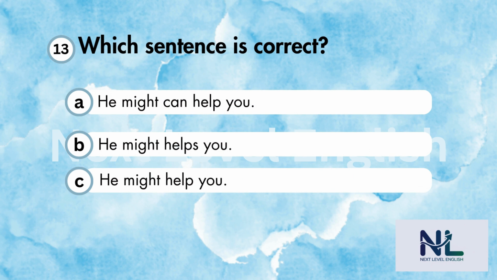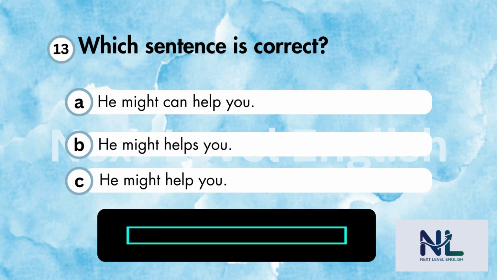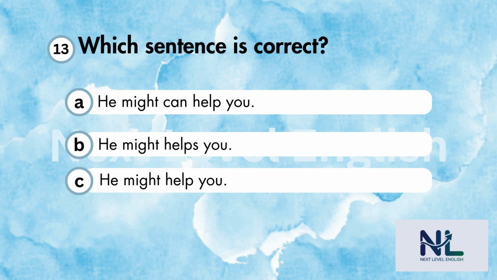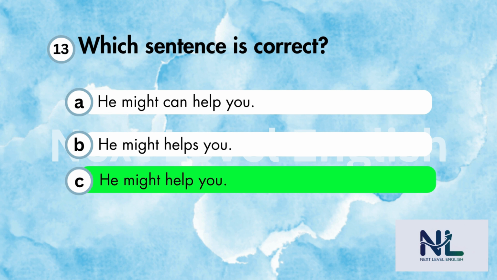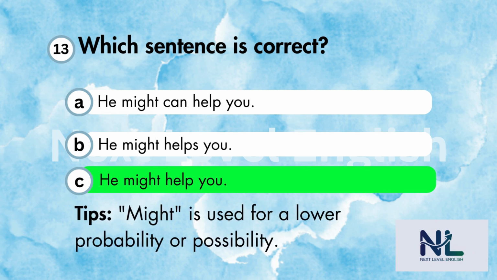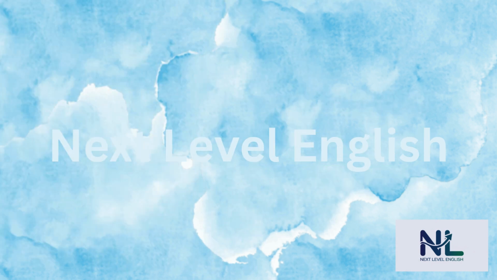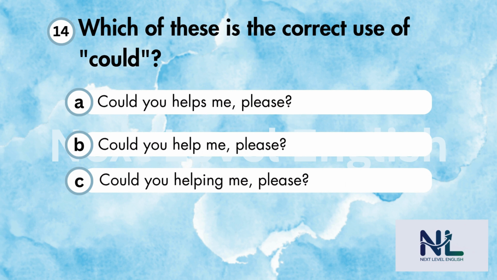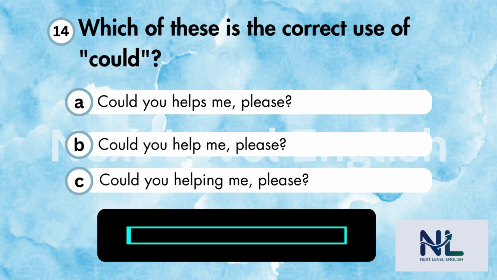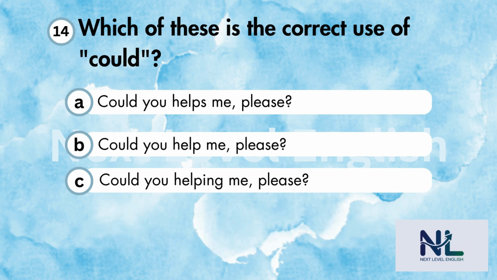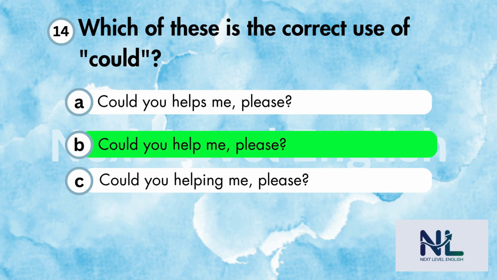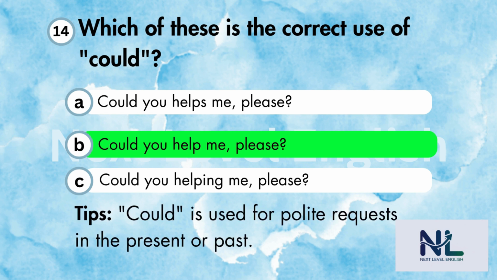13. Which sentence is correct? He might help you. Tips: might is used for a lower probability or possibility. 14. Which of these is the correct use of could? Could you help me, please? Tips: could is used for polite requests in the present or past.